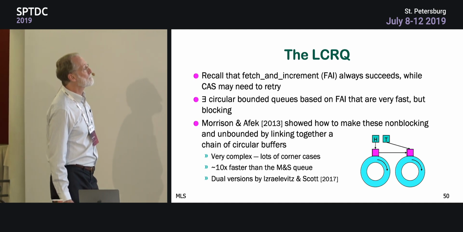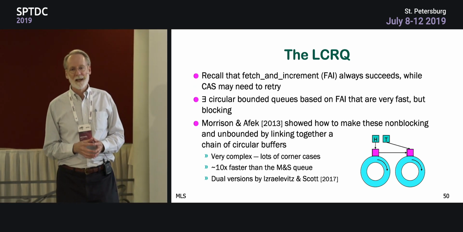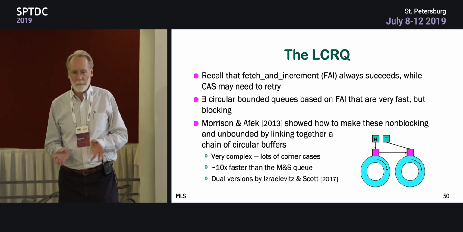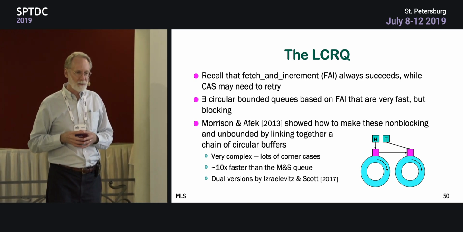The key to this being fast is it uses fetch and increment rather than compare and swap. So concurrent conflicting operations all work in hardware. But it's not trivial to make that happen in a queue.